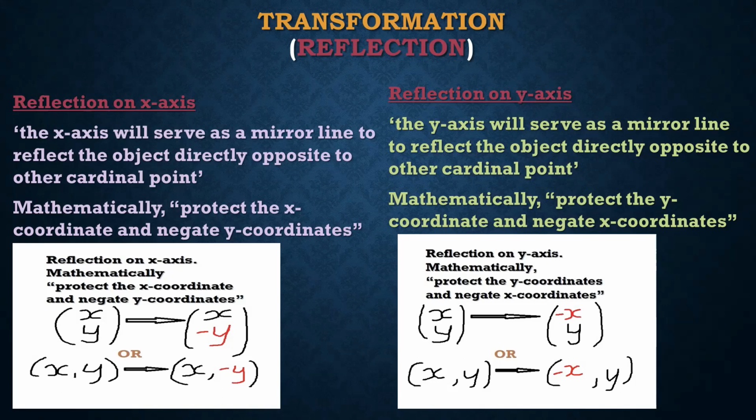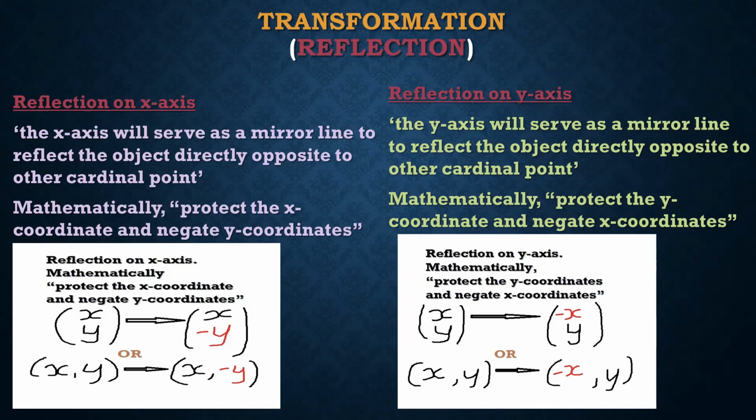Then let's talk about the reflection on the y-axis. When you talk about the reflection on the y-axis, when you're using the graphical interpretation to reflect the image, the y-axis will serve as a mirror line to reflect the object directly opposite to the other cardinal point. So whenever there is a reflection on the y-axis, we use the y-axis, or the y line, or the vertical line, as a mirror to reflect the object to the other side.